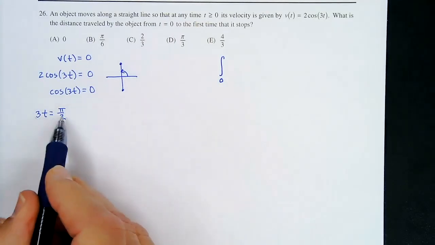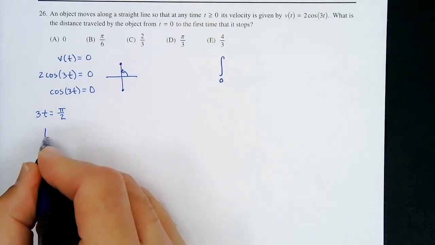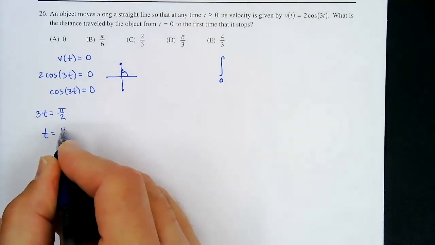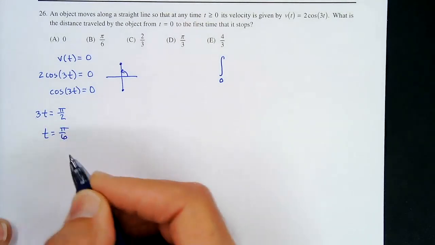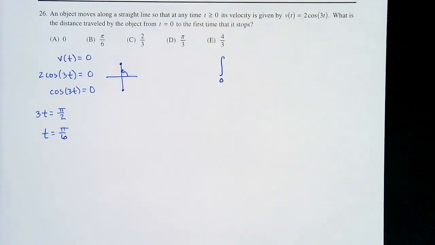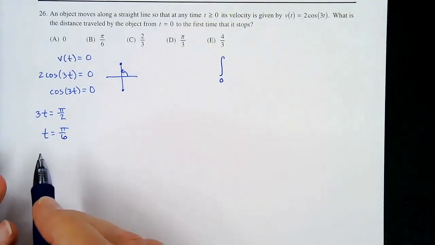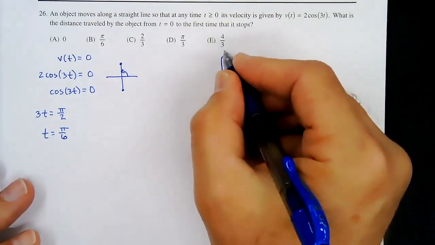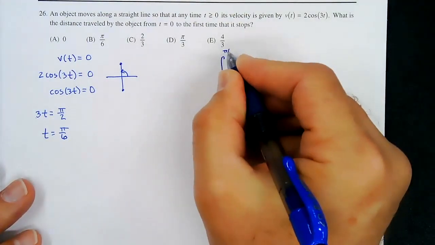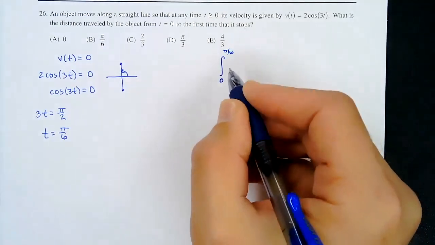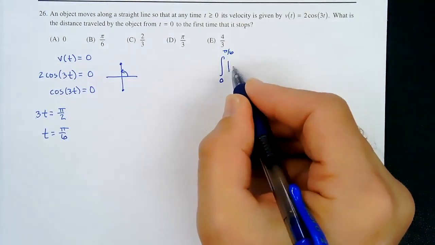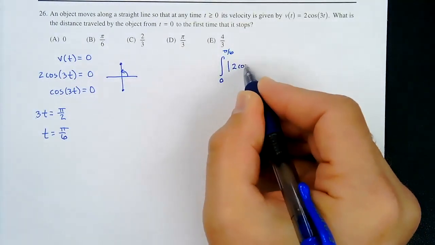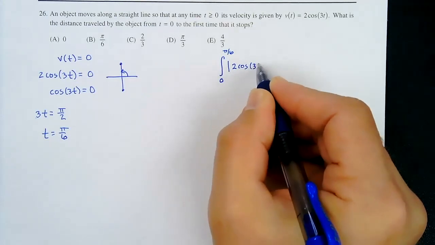And so we're going to then multiply both sides by 1/3, and it's going to be t is equal to pi over 6. Okay, so that means that's the first time it stops. All right, so we're going to integrate from 0 to pi over 6, and it would be the absolute value of 2 cosine of 3t.